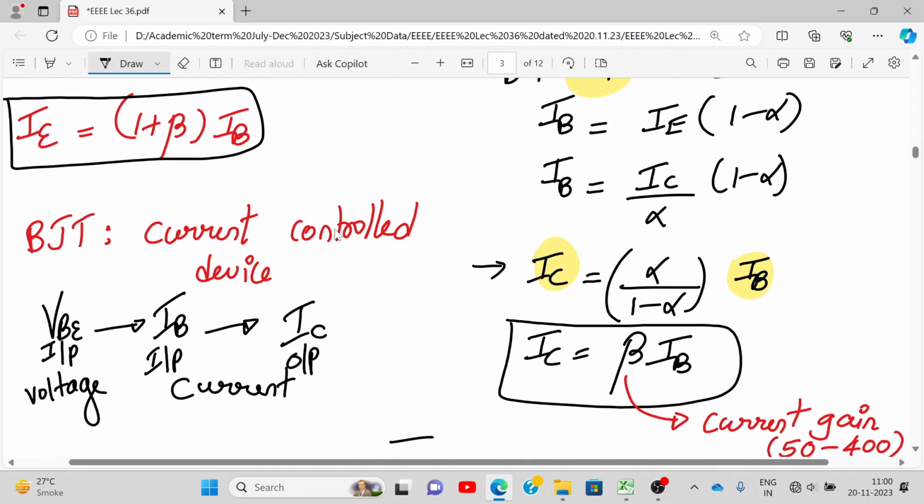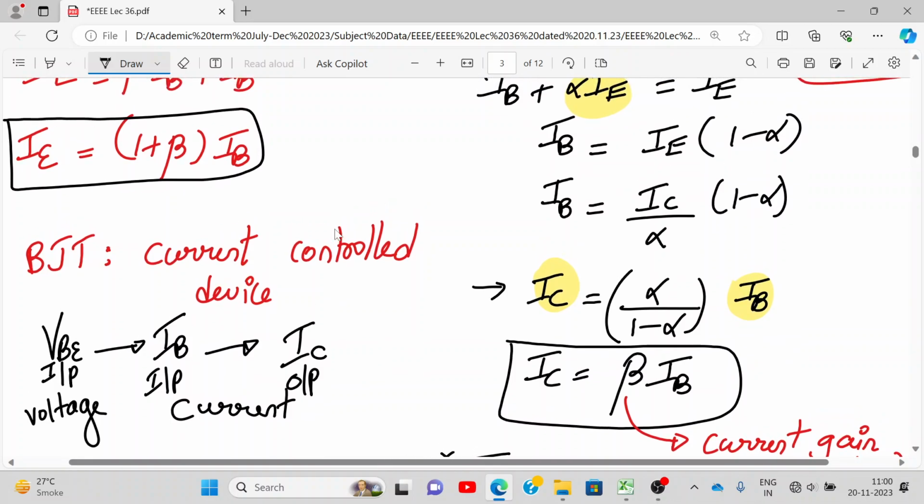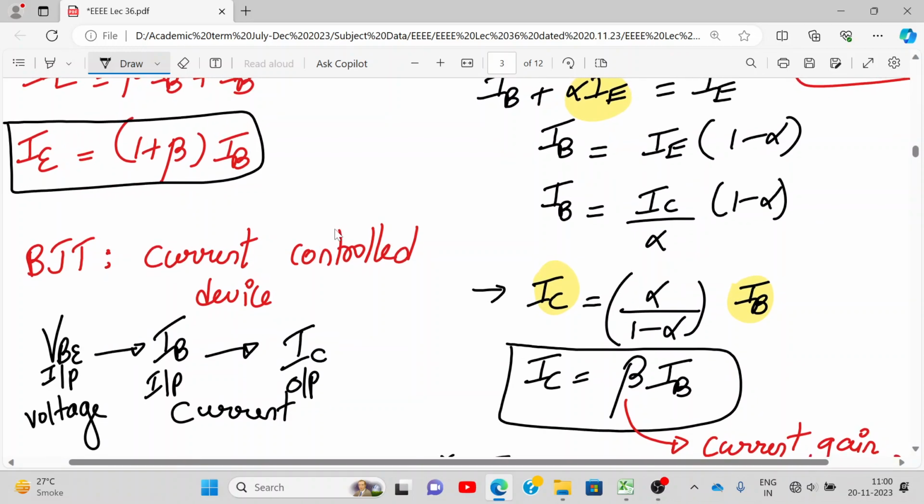Alright, so we stop over here. Next time we'll start with the BJT configurations. At that time I'll tell you the definition of alpha and beta in more detail. And we'll also study the characteristics of this BJT in all three configurations.